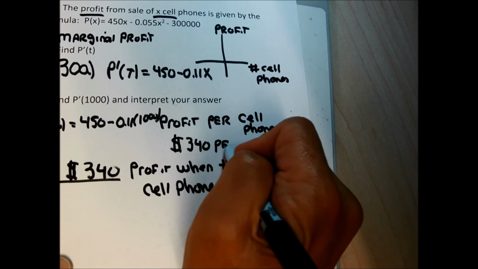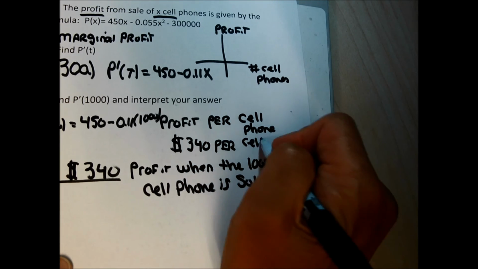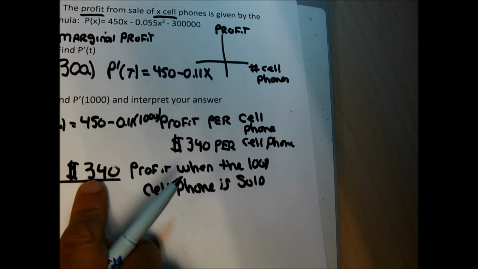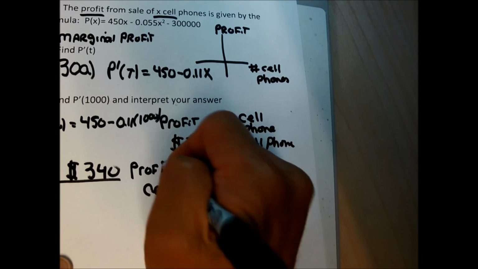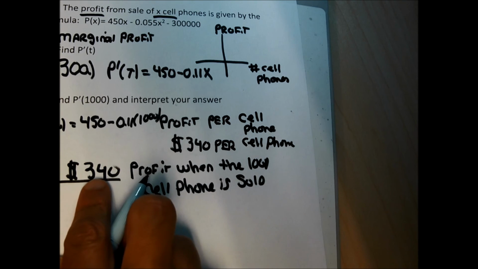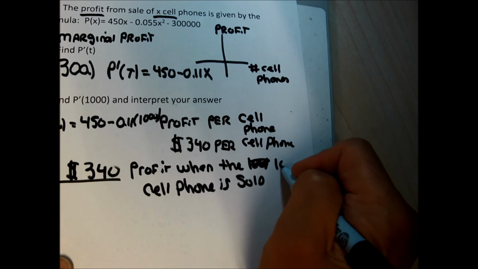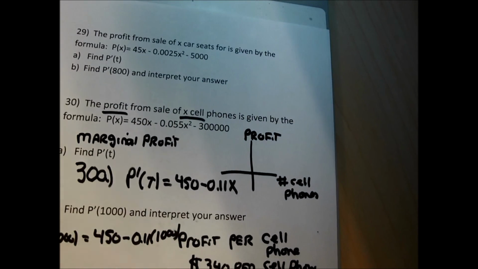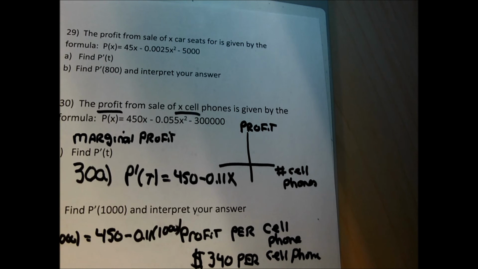That's the profit that I'm making per cell phone after I've sold 1,000 cell phones. And so it's right to say that we're going to estimate the profit. The profit will be $340 when the 1,001st cell phone is sold. All right, so now you can make a crack at 29, and we're almost done with this section.